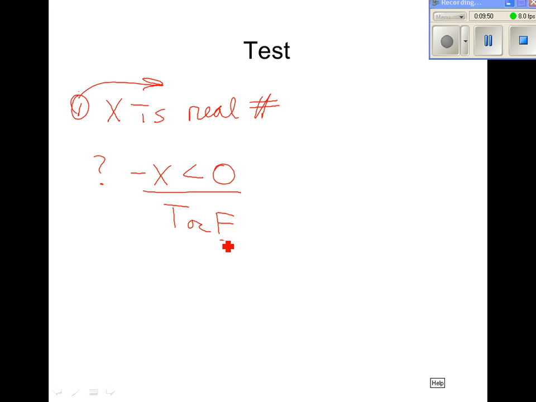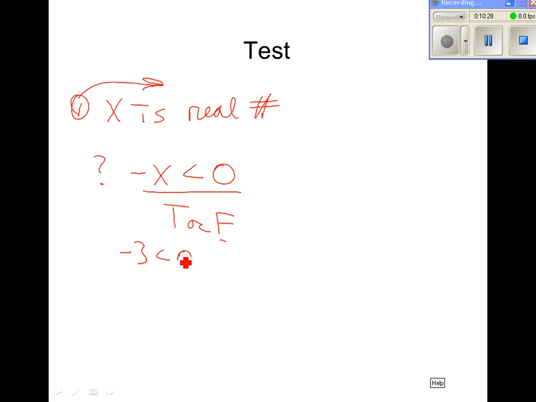Is this a true statement? Is the opposite of X always going to be less than 0? Give me a number. Let's try it and see. 3. So if I put 3 in there, is that less than 0? Yeah. Does that mean it's true because we tried one thing and it worked out? How many things do you have to try to prove something's true? Unlimited, all of them, an infinite amount. All we need to prove that this is false is how many? 1. So we need to come up with a counterexample, unless we think it's true.